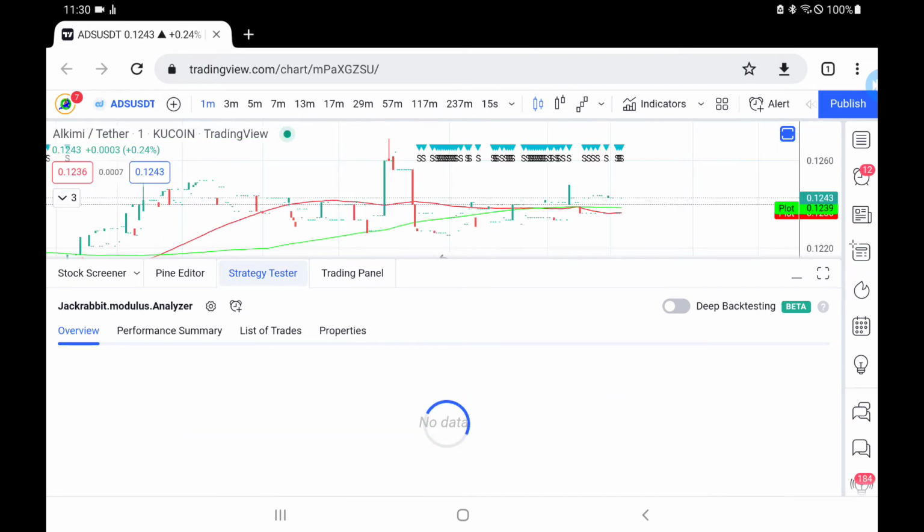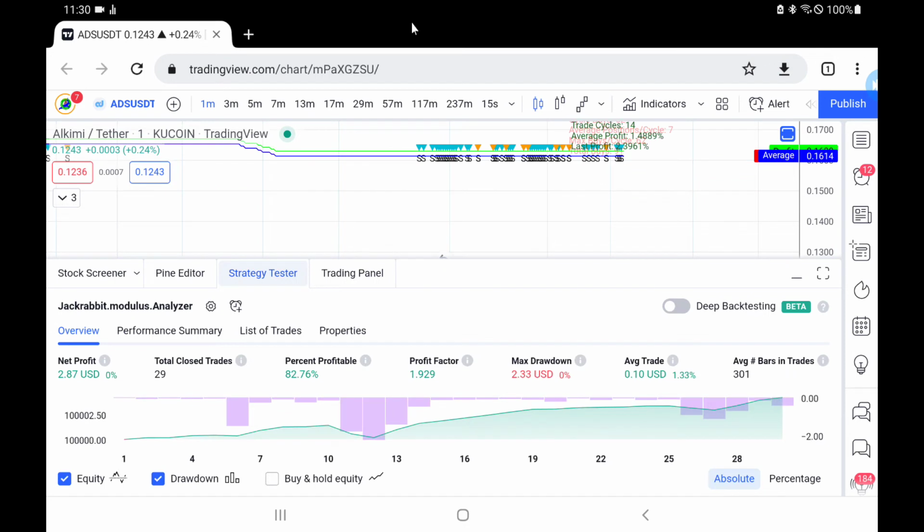Okay, ADS, one of the ones on the website. Let's see how much different it is with the changes I made for the sample. 29 trades. That's not bad. 14 completed trade cycles according to the algorithm on the screen. That's not bad. That's good. And the results are pretty consistent.